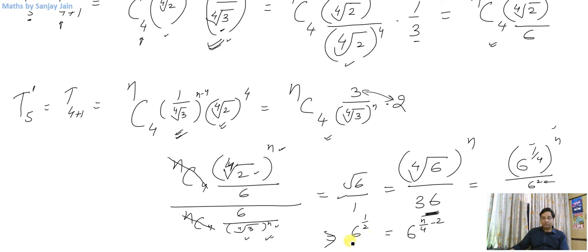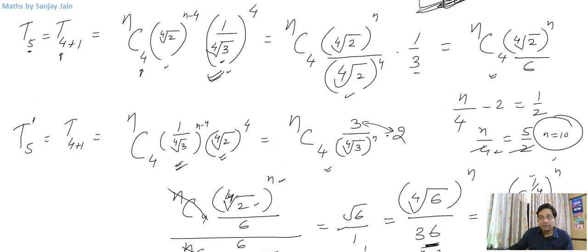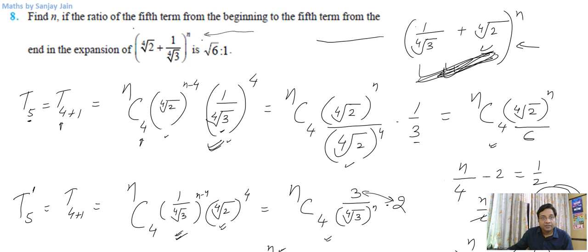So now to compare these, I have to compare these powers. n by 4 minus 2 should be equal to 1 by 2, right? So n by 4 should be equal to 1 by 2 plus 2, that is 5 by 2. So n has to be equal to 10. And what was it that we needed to find in this question? It was n. So n is 10.